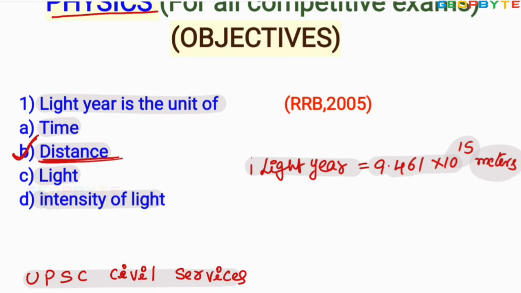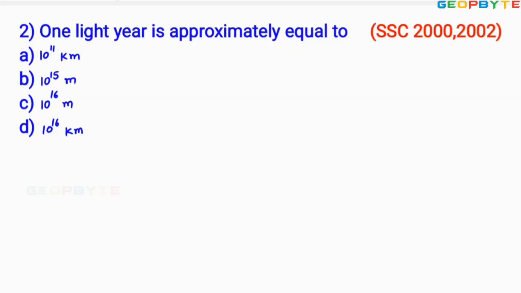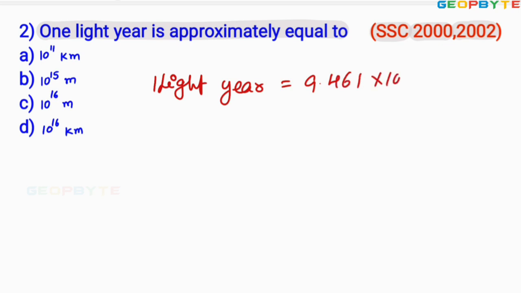Let us take the next problem. Look at the second problem. It is asked in 2000 and 2002 for SSC, given like this. 1 light year is approximately equal to, dear friends, as you know, 1 light year is equal to 9.461 into 10 power 15 meters.